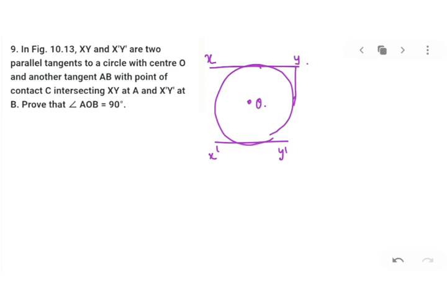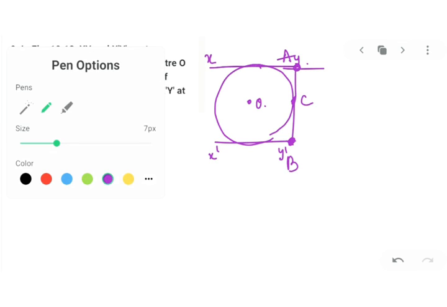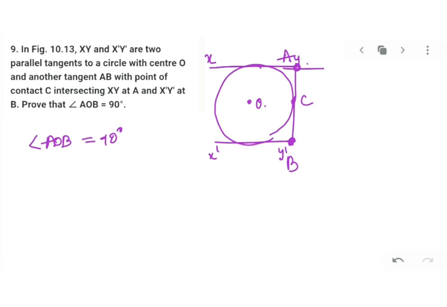What does that mean? That I have a tangent from here and here it is intersecting at A. Here it is intersecting at B. To the circle, it is touching at C. Okay, perfect. Then it says you have to prove that angle AOB is equal to 90 degree. Okay, let's start. So I will join AOB here and I have to prove that this is 90 degree.